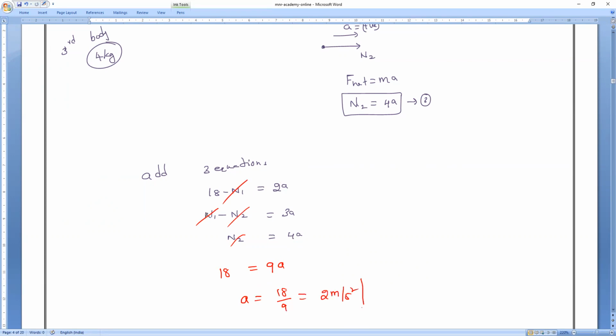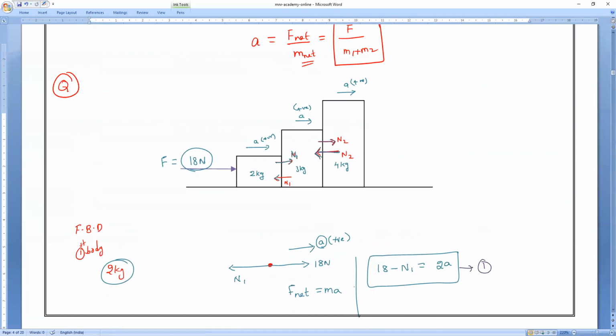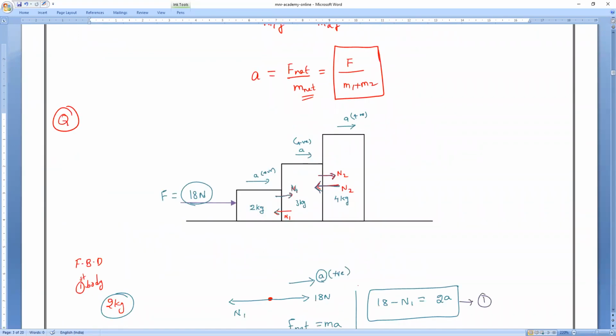How much is the acceleration? 2 meter per second square. Anybody having any doubt? You can ask. Do you all understand how to find the forces exerted on each body? Yes, sir.